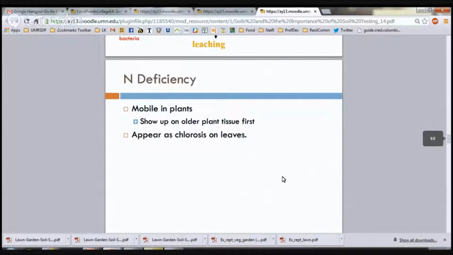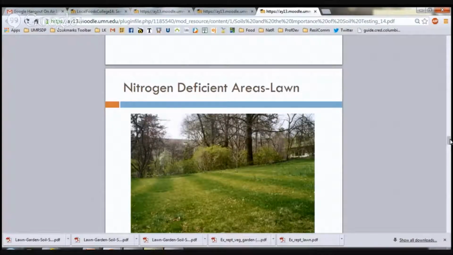And I'll just show you a quick picture of nitrogen deficiency. Usually it happens when we're not fertilizing correctly on turf. And so you'll see general chlorosis on the older plant tissue. And so I can show this picture.